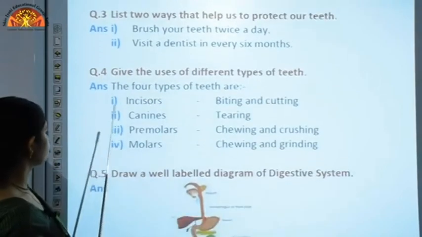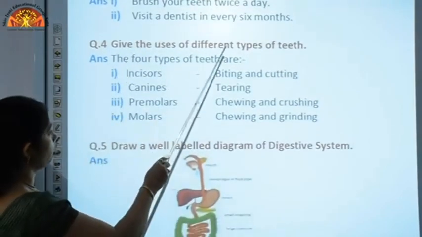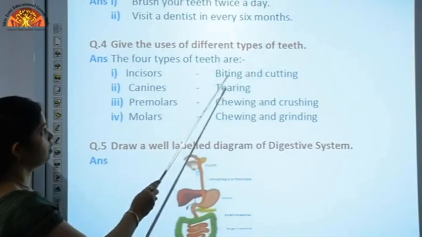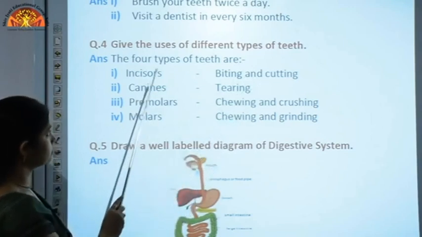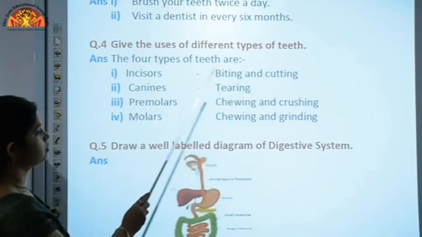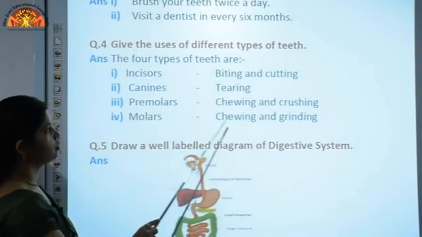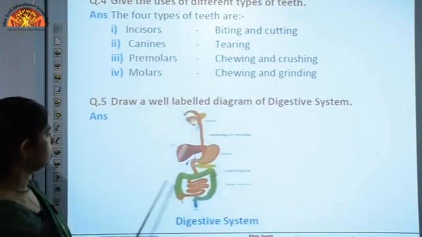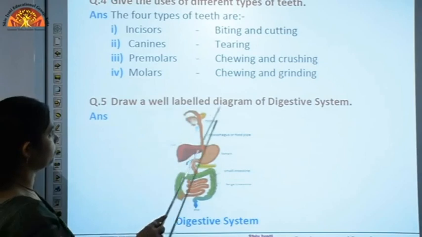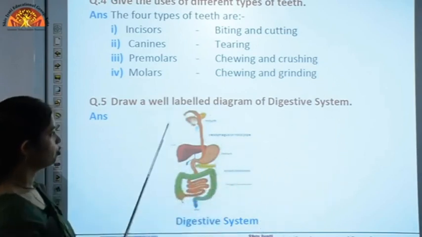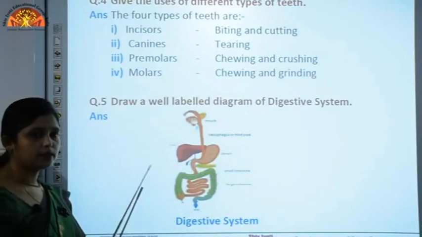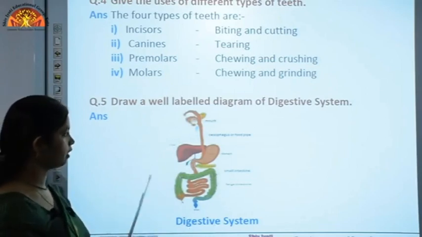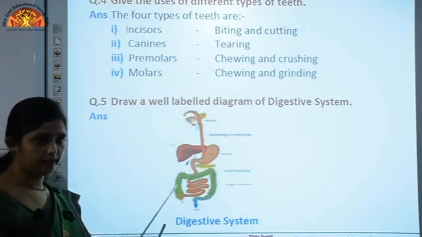Okay. Now we move to question number 4. Give the uses of different types of teeth. The 4 types of teeth are incisors for biting and cutting, canines for tearing, premolars chewing and crushing, molars chewing and grinding. So these are the uses of these different types of teeth. Now we move to the last question, that is draw a well labeled diagram of digestive system. So you have to draw the diagram like this, and you can see the diagram from the book also, and from there you can draw this diagram.